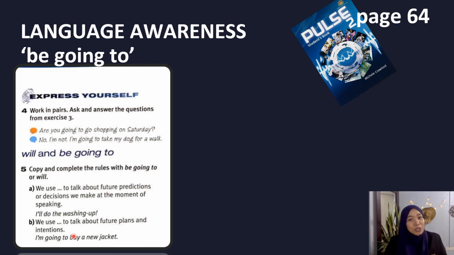Yes, be going to. Okay, so there is a difference. Be going to is the thing that you have planned or you know you want to do. And then will is used to talk about prediction. Based on what you see, you can predict what will happen in the future. And you are making a decision.